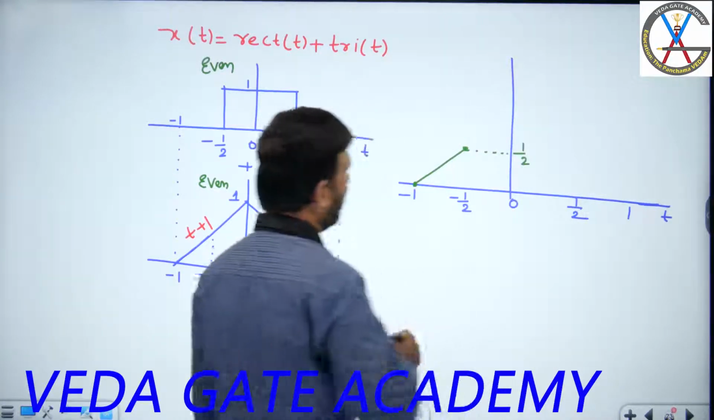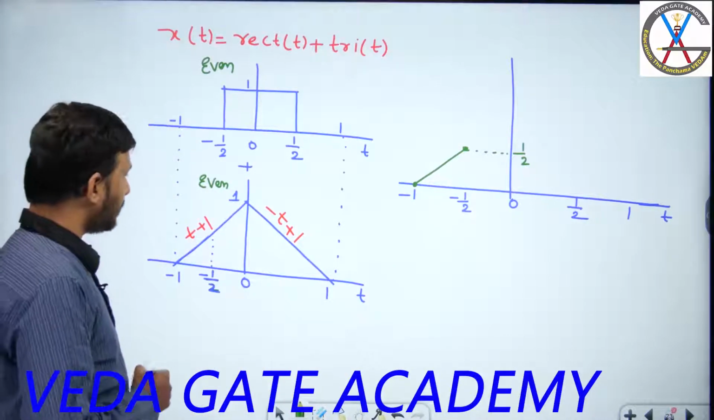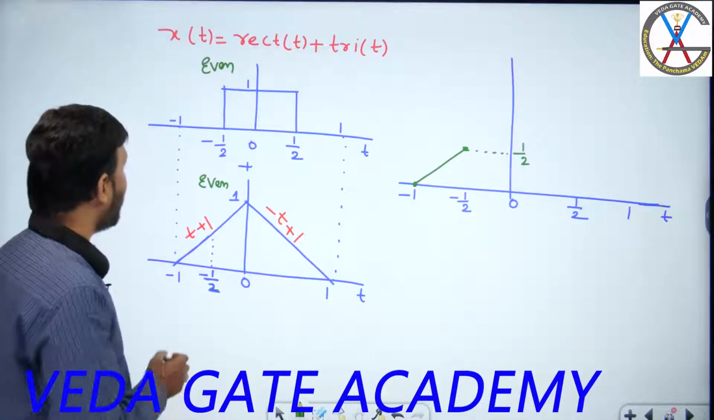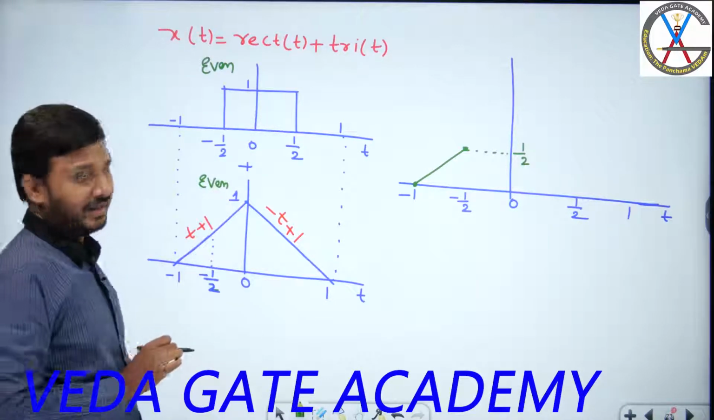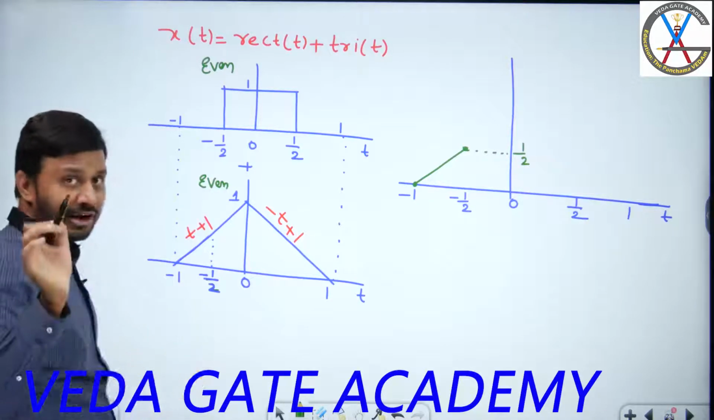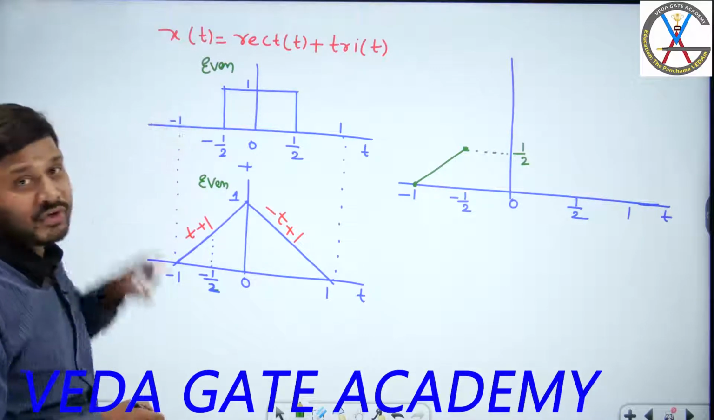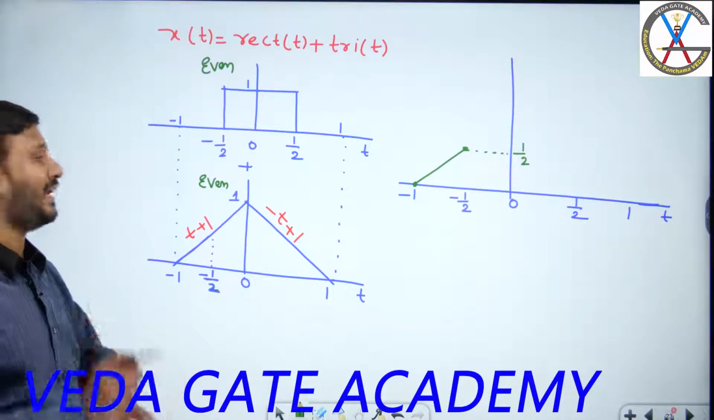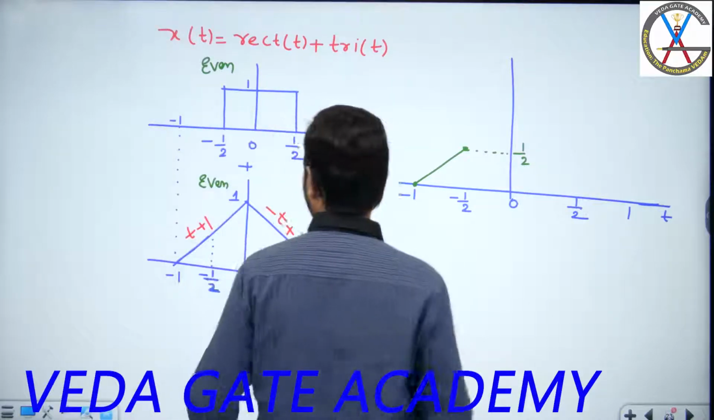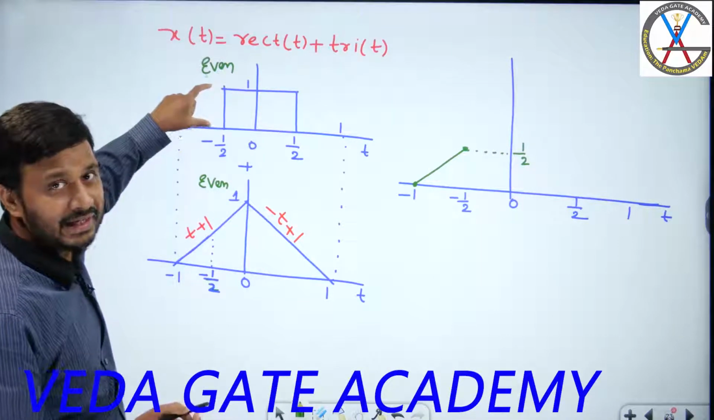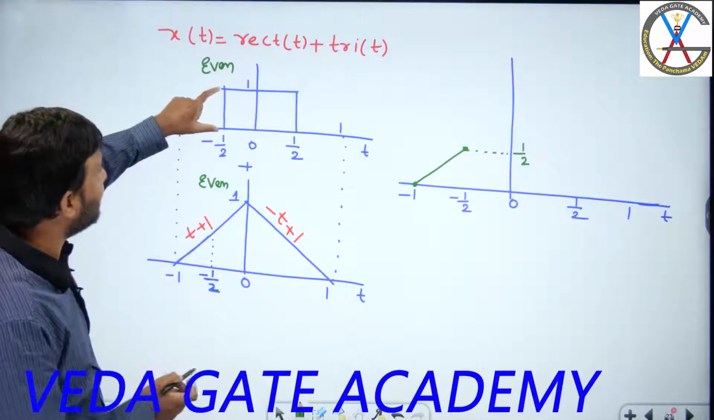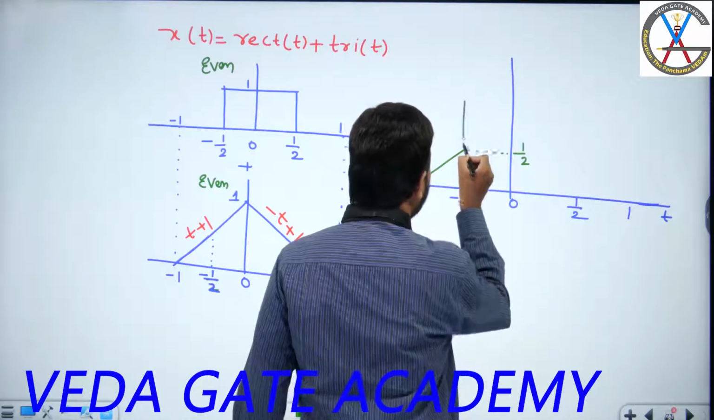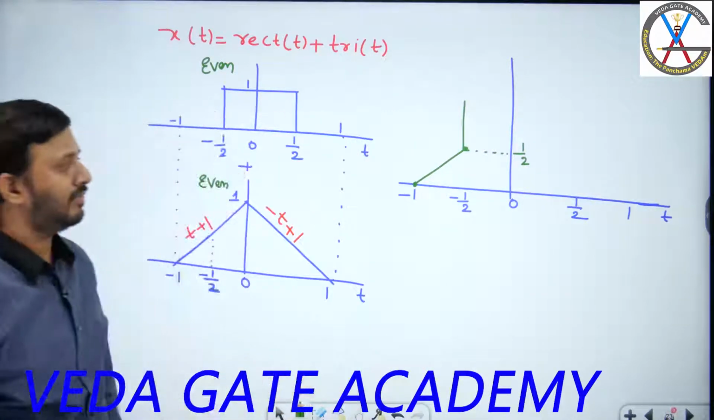Draw the line t plus 1. Now, look here. If you observe, at minus 1 by 2, there is a sudden jump here, discontinuity. Always remember, whenever you have a discontinuity in one signal, whenever you are adding or subtracting, that discontinuity will be carried. So, in the resultant signal also, I will have a jump discontinuity at minus 1 by 2. And what is the height of this discontinuity here? 1. So, here I will have a jump discontinuity like this at minus 1 by 2.